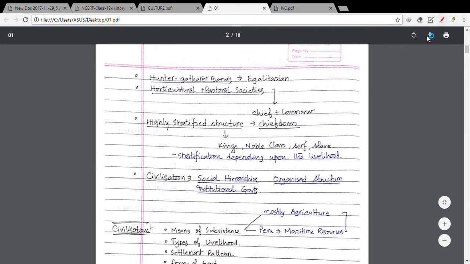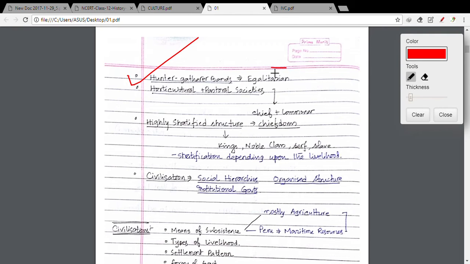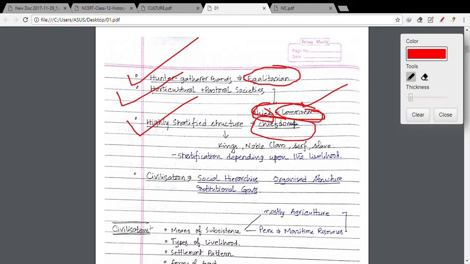So if we see the history, first of all, human beings were hunters and gatherers. That kind of society is called an egalitarian society. Next came the horticultural pastoral societies, where there was a chief and a commoner, means a ruler and some common people. Next came a very complex or highly stratified structure of chiefdoms. Kings will be there, noble class will be there, slaves will be there. This stratification depends upon the manner of livelihood, means who is doing what.